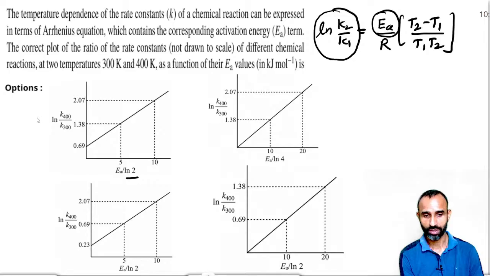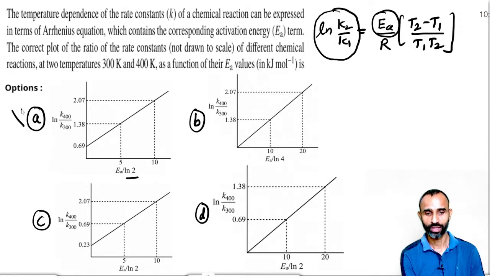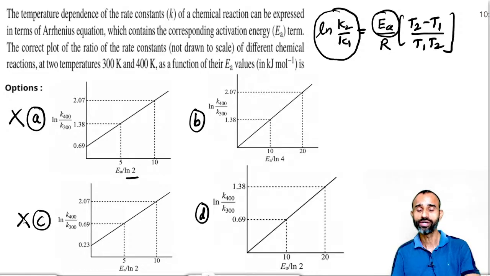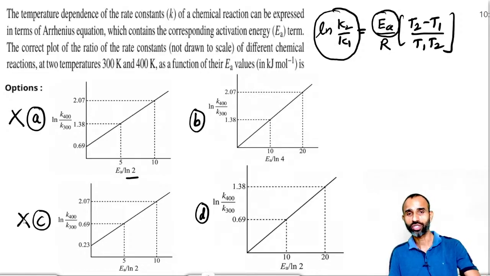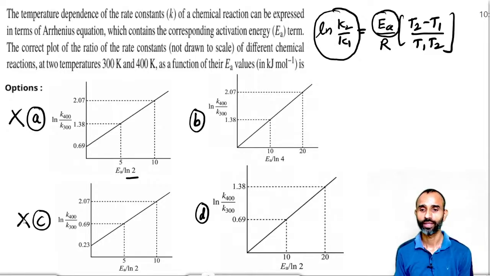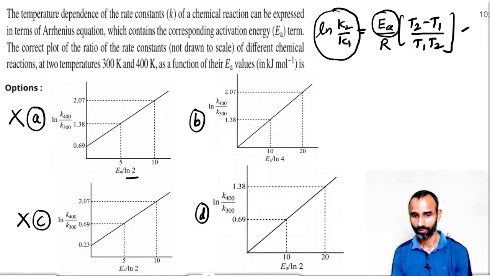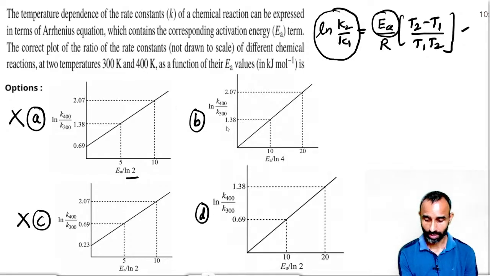That means A and C options are straight rejected, because they are not starting from origin, so there is no intercept. Now we are left with B and D. Here it starts from 1.38, and here from 0.69.